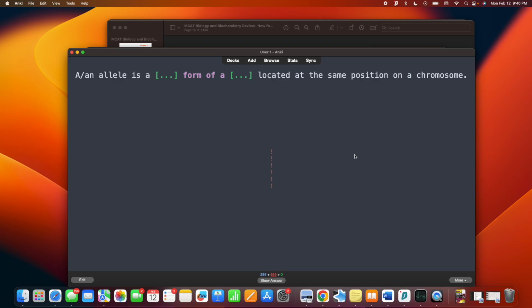Let's do a fast-speed run through the biology flashcards in 17 minutes or less. Let's do it. So, an allele is a what form of a what located at the same position on a chromosome?